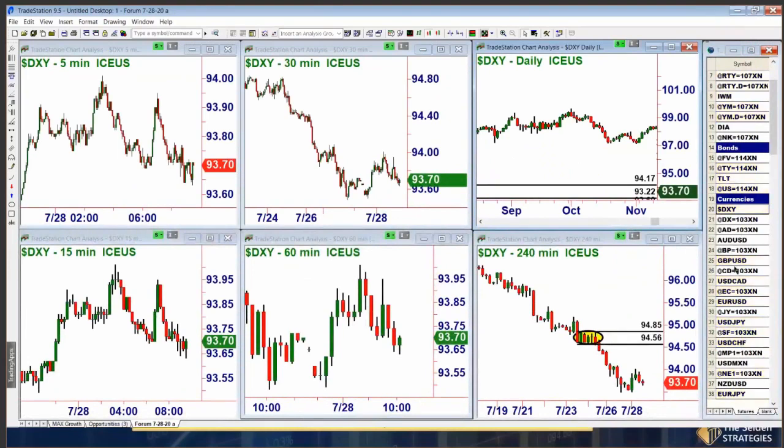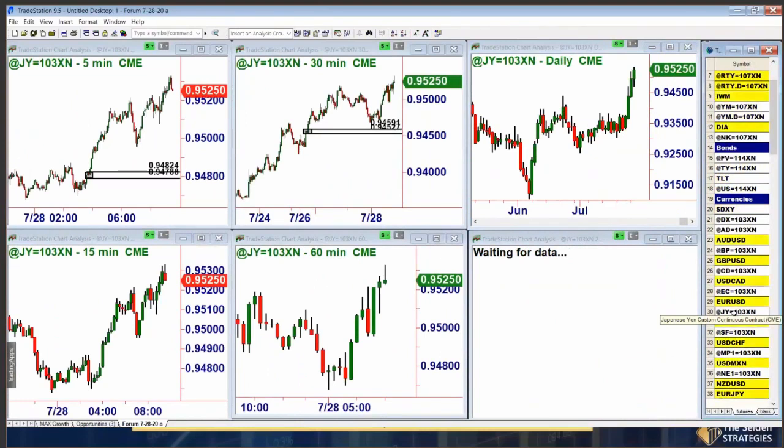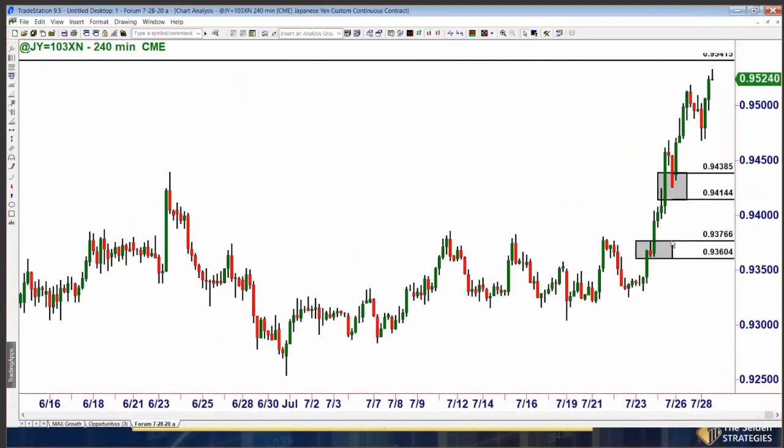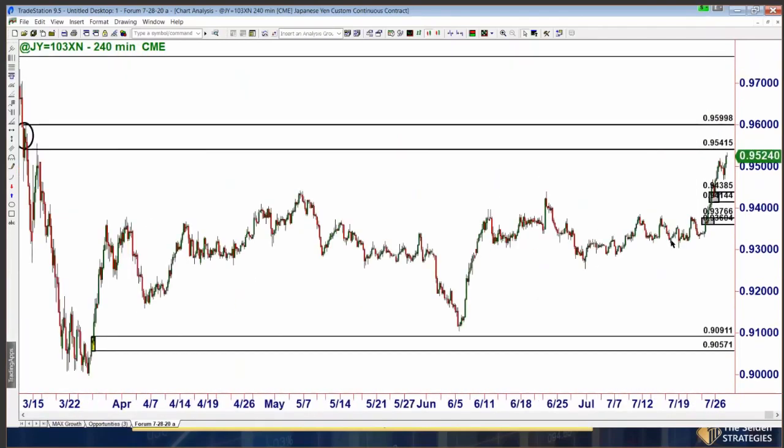And that's the euro. Let's go over to the yen, and we'll start with the larger time frame. This 4-hour as soon as it comes up. Okay, so yen is a really nice market for us because it does impact other markets.